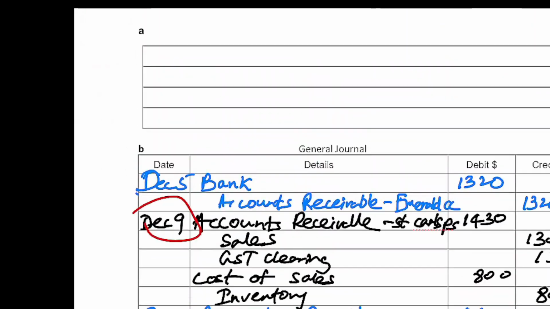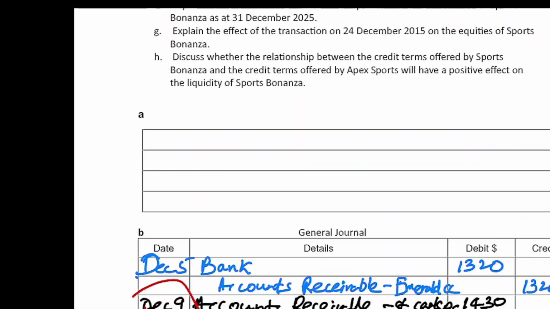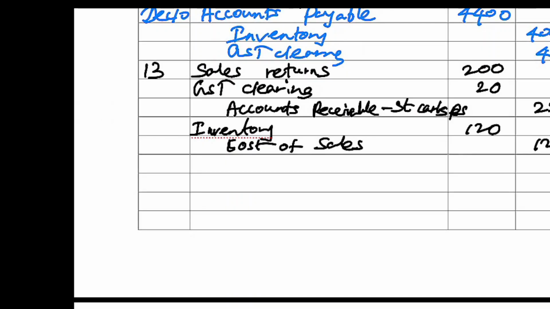What is the double entry for the 17th? You are debiting. What do you debit? Accounts payable. Very good. How much? 6,600. Why do we debit accounts payable? Because you have to settle it first.